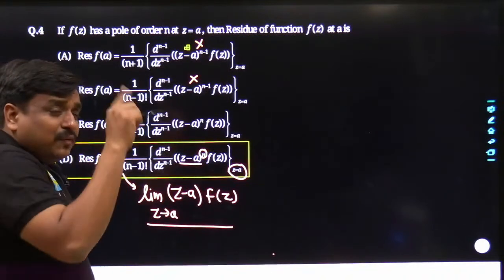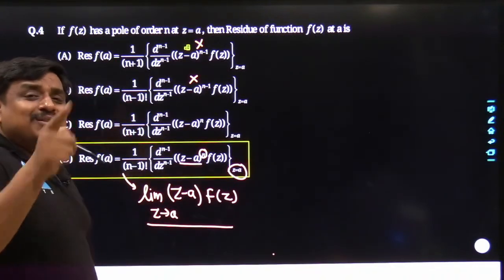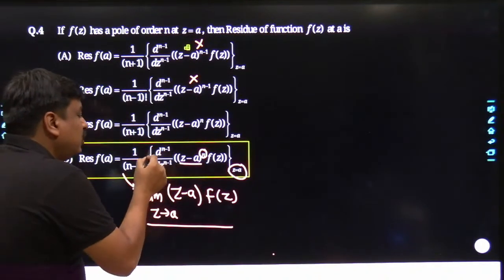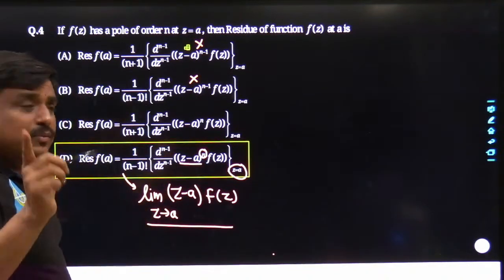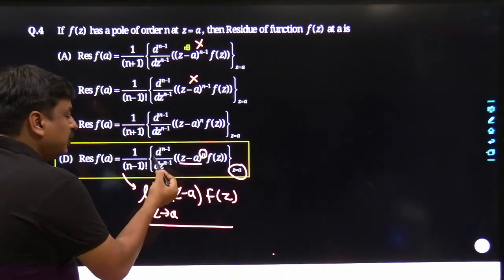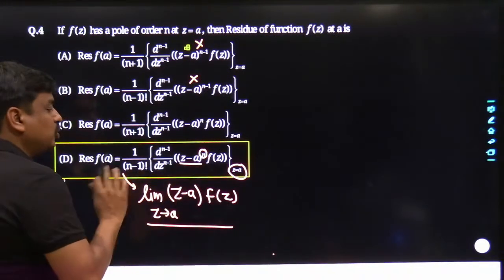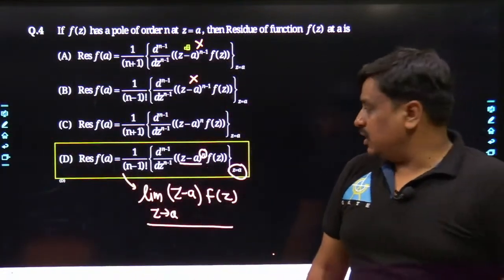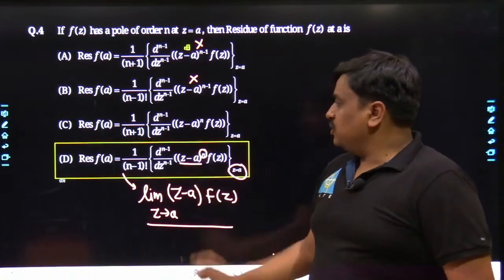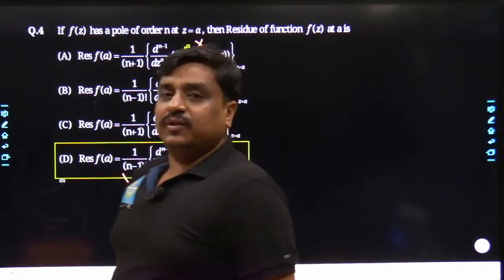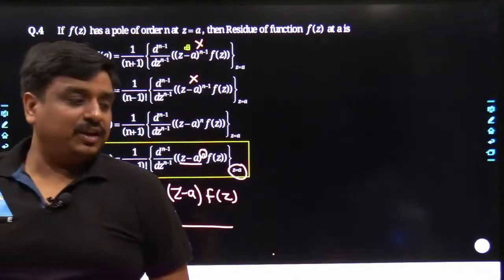Why? Because if you recall, what was the residue at z equals a when we have a simple pole? We did not have any derivative component. How come? n was 1, and when n was kept 1, this factor became 0, there was no differentiation. Agreed? So this was the factor through which you can recall or remember this formula. Probably each one of us would be able to agree with what I wanted to say over here.